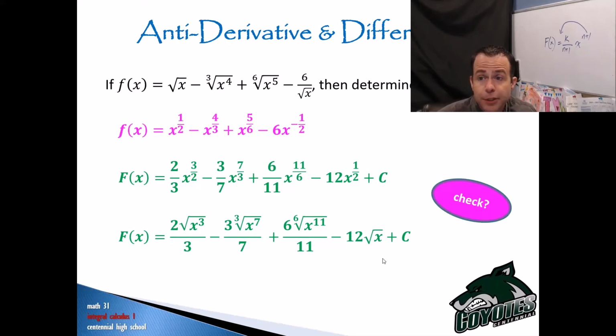And then if I was to check it, well, let's just go back here to check it for a second. The 3 over 2 would come to the front. 3 over 2 times 2 over 3 is 1. This would drop a degree, so that would become 1/2, so that works. The 7 over 3 comes to the front, I get negative 1. This would drop a degree, I'd end up with 4 over 3, that works. The 11 over 6 would come to the front, I get 1. The 11 over 6 would also drop a degree to 5 over 6, that works. The 1/2 would come to the front, negative 12 times a half is negative 6. This would drop a degree to negative 1/2, everything works.